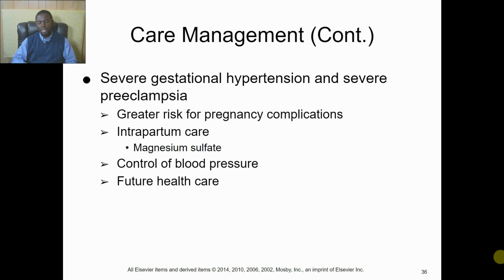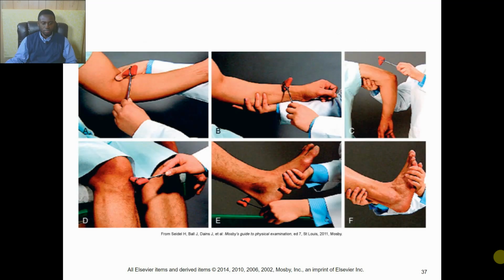In the intrapartum period, normally to prevent them from having preterm labor, we will put them on magnesium sulfate. Note that magnesium sulfate is going to relax the muscles and reduce seizure activity. So if your patient is put on magnesium sulfate, you have to assess for DTRs and make sure that they are not absent, because that can be an indication of magnesium toxicity.